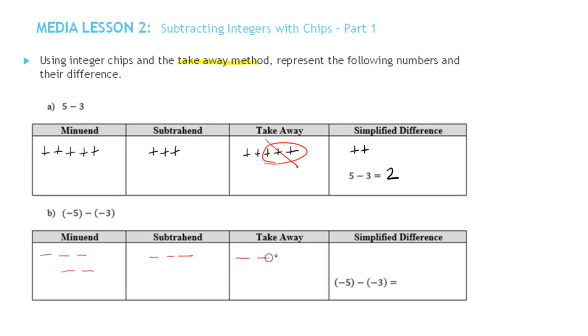Start with the original amount. Now I'm going to circle taking away the subtrahend, the 3 negative chips. So we're taking those away, and what remains is 2 negative chips. So negative 5 minus negative 3 is negative 2.